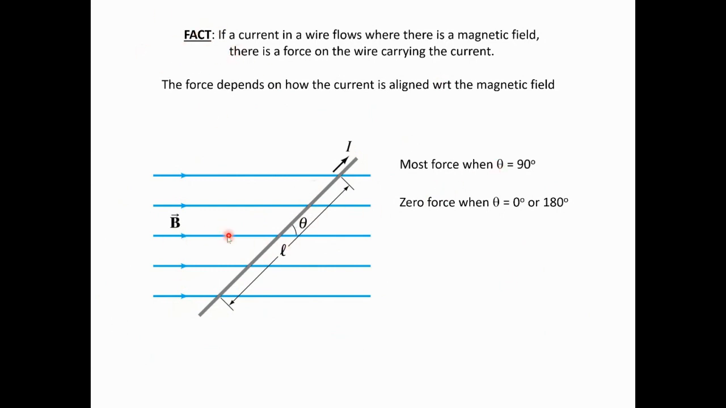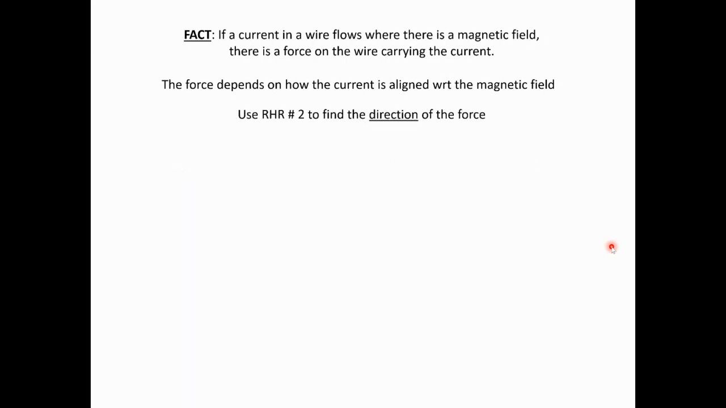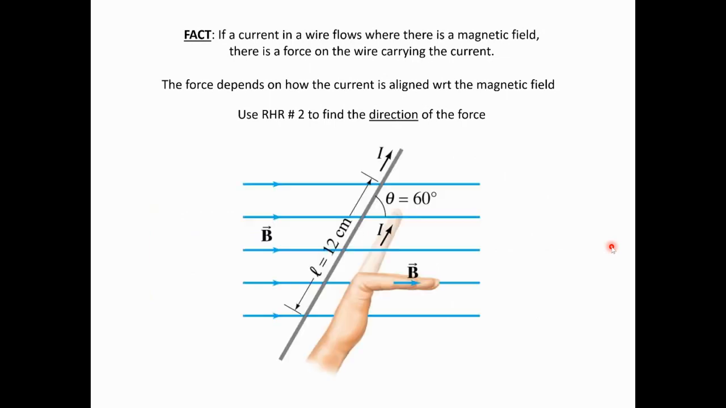Most force occurs when the wire is perpendicular to the field, and zero force if it's parallel or anti-parallel to the field. Now, there's another right-hand rule. Right-hand rule number 2 will tell us the direction of that force that acts on that wire. So with the geometry that I have on the screen here, it turns out that the force is into the screen. And we'll go on to work that out and explain how to do this right-hand rule. So use right-hand rule number 2 to find the direction of that force. And here it is.